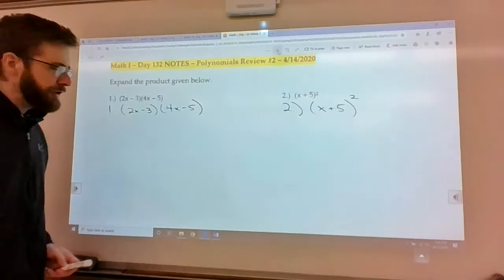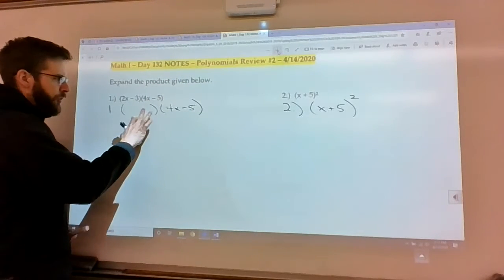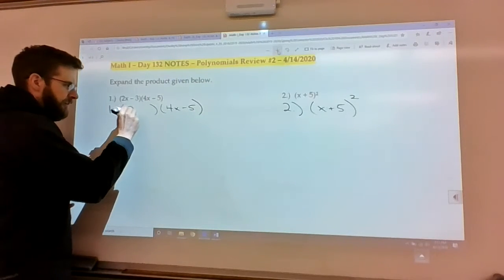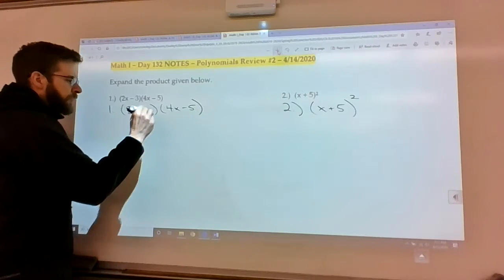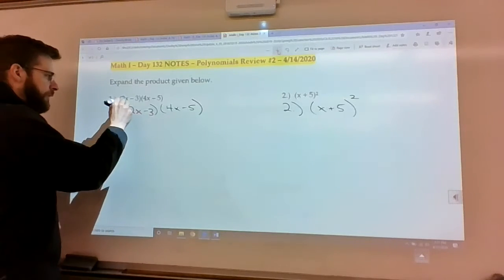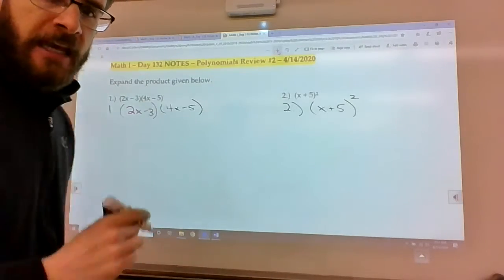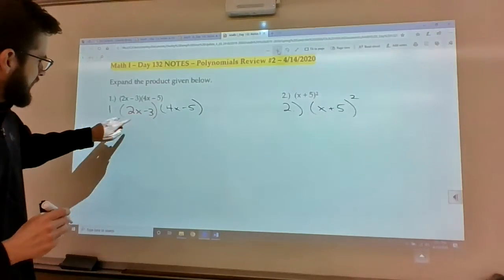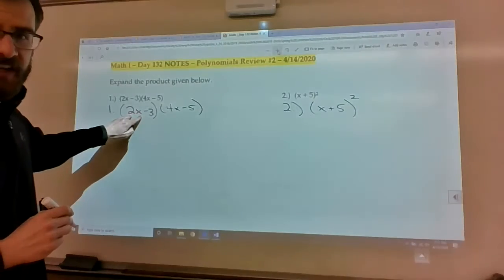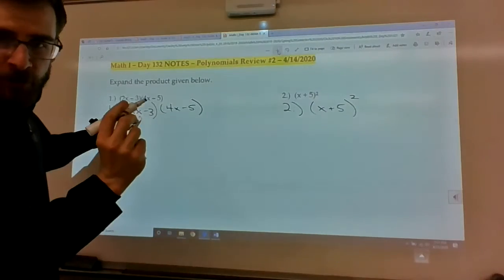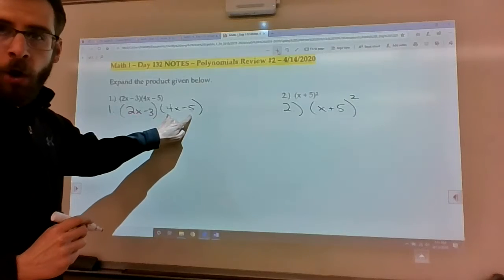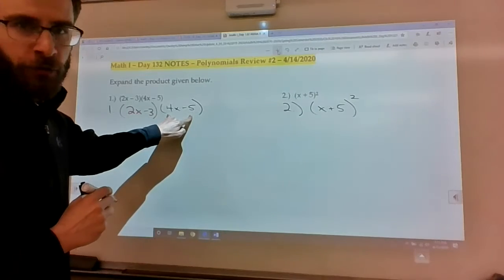All right, so the first thing I'm going to do is erase this first polynomial and write it in a different color. We'll have red to be the first polynomial, multiplied by black the second polynomial. And what we talked about was the distributive property states that everybody in the red group is going to be multiplied by all parts in the black ink group.